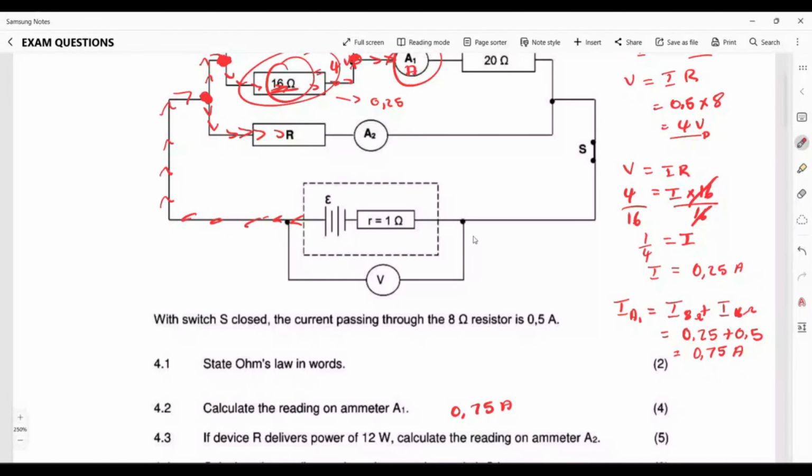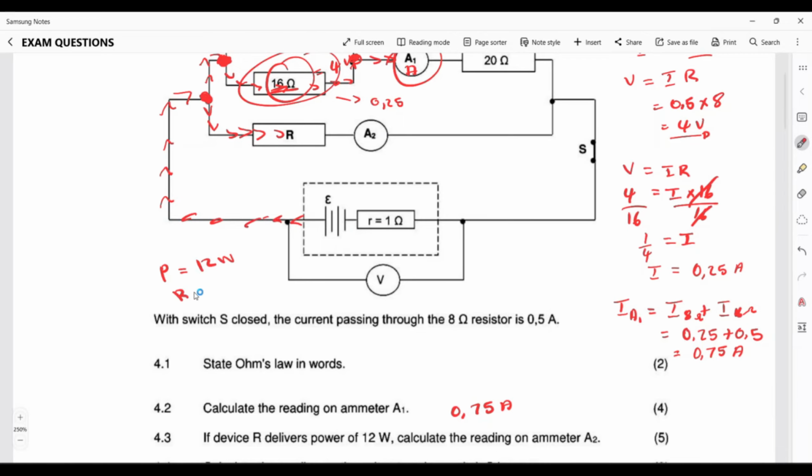So in this case, there are a lot of ways that you can work out this equation, but one of the simple ways that I see is if I have the power, then in that power, it is 12 watts.